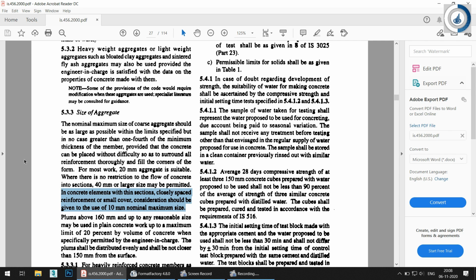So it depends upon the work, which type of work you are handling, and depending upon the work and the reinforcement criteria, you can use the aggregates with respect to these conditions.